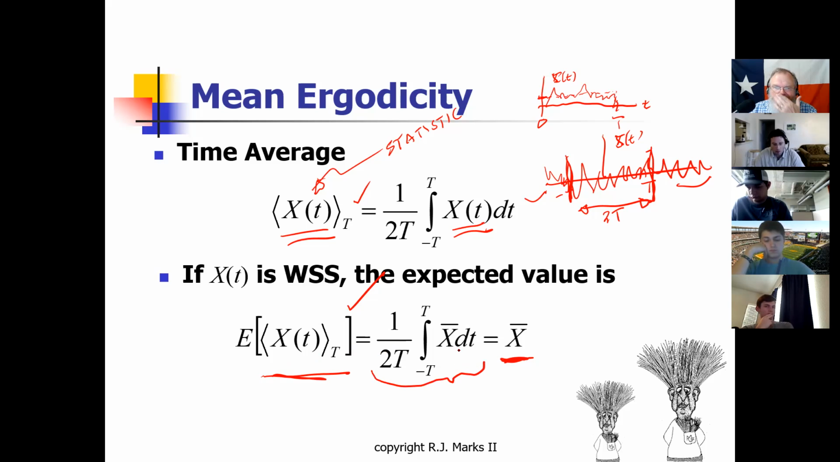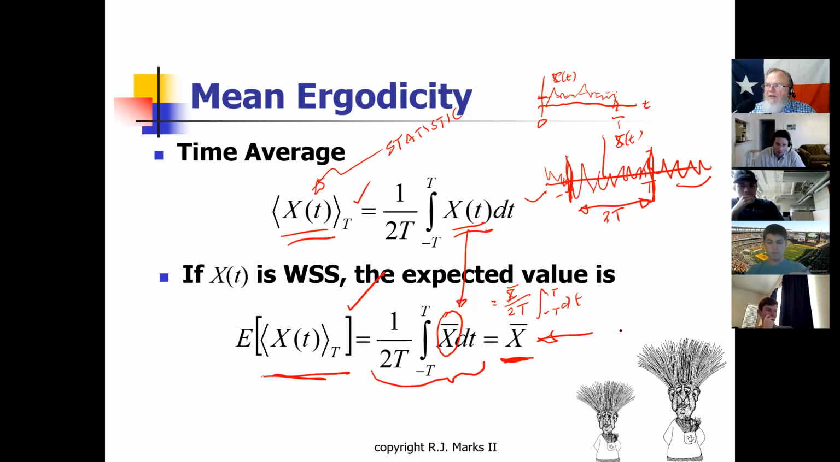And taking the expected value on the inside, the expected value of x of t here just becomes an x bar, right? Since it's a constant under the assumption of wide sense stationarity. And then we're just left with what? 1 over 2t times x bar times the integral from minus t to t of dt. And of course, the t's cancel each other out, and we have x bar. So indeed, we have that the expected value of the time average is equal to the mean.